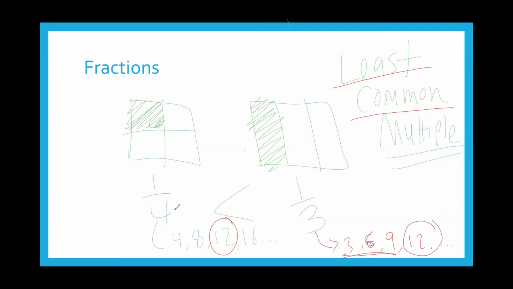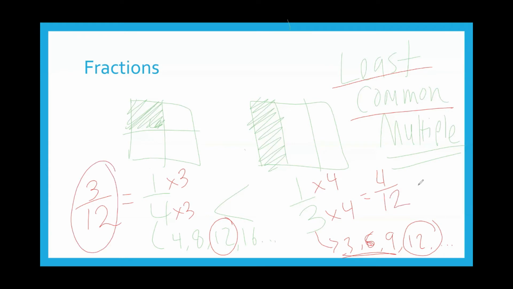If we multiply the 4 by 3, we get 12, and whatever we do to the bottom, we do to the top. If we multiply the 3 by 4, we get 12, and whatever we do to the bottom, we do to the top. So now this means that 1/4 is the same thing as 3 over 12, and 1/3 is the same thing as 4 over 12. So if we compare 3/12 to 4/12, 4/12 is bigger.